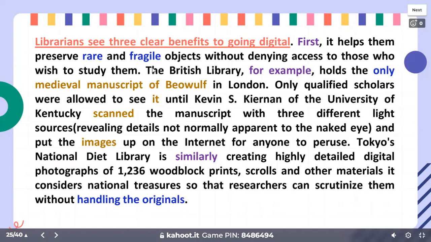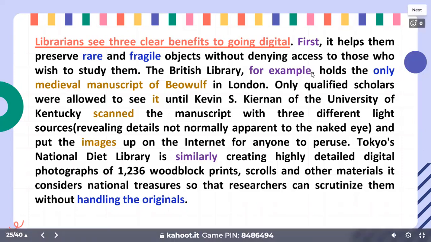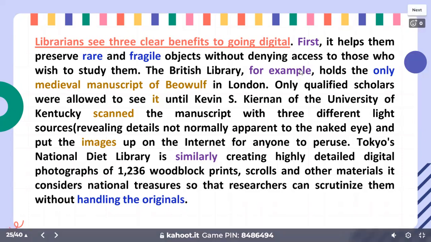Now, look, he said the British Library, for example. What is the writer doing? Giving an example. Excellent. And what do you call "for example"? What type of language is this? Signposting language. Excellent. Yes. So this is why I told you guys, when you read, you need to pay attention to four things. I will repeat them: nouns, verbs, pronouns, and then signposting.